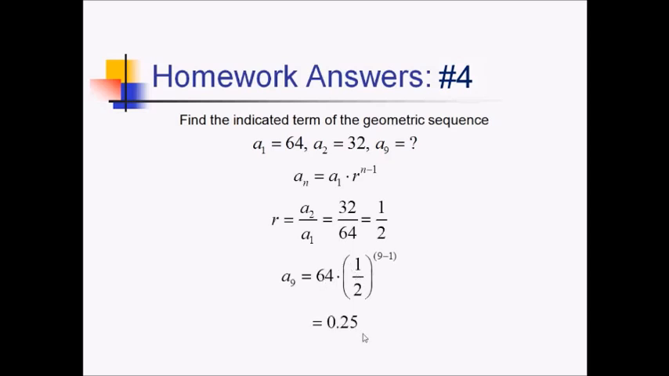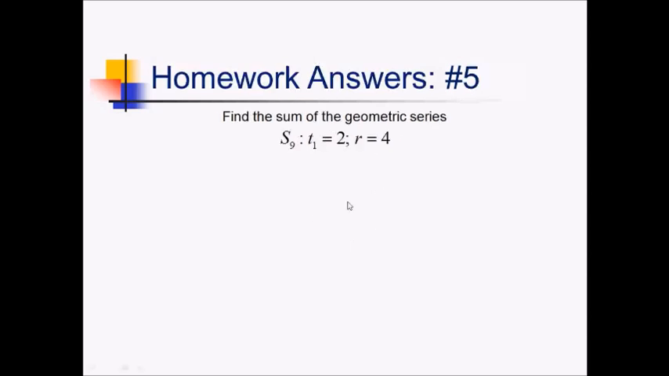But you could use a calculator to figure it all out. 0.25 also works. For this problem, we want the sum of a geometric series that has 9 terms, begins with 2, and has a common ratio of 4. So for this, we can actually go straight to the sum formula.